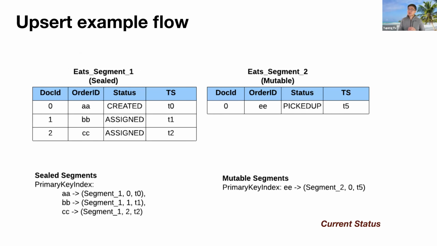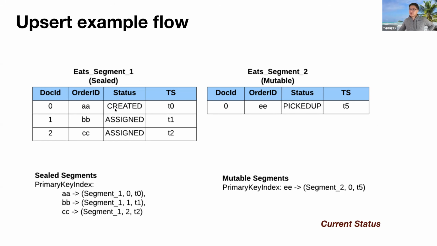So I try to give some quick example to see how the data flow goes into the Upsert table. This gives you one quick example of some segments on one local server. You can see this table name, let's call it Uber Eats, and currently it has two segments, segment 1 and 2. The first segment is already sealed, and the second segment is ingesting and buffering in memory.